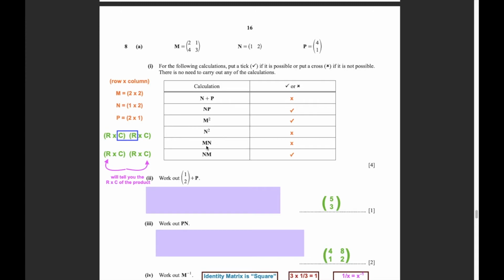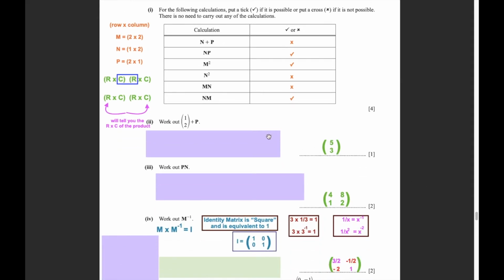Now M times N, M is 2 by 2, N is 1 by 2. The 2 here is not the same as the 1 here, so that is a no. However, N times M is possible because the 2 here and the 2 here are the same, so you have to be careful. It's all about the order in which it is given to you, okay?